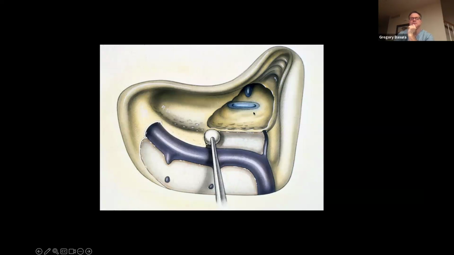Some people might go retrolabyrinthine, behind. Again, there's more risk of getting into the dura right here because this is where the endolymphatic sac lives, in the posterior fossa. But those are two other routes that you can go, in addition to infracochlear, transsphenoidal, and middle fossa, that are not ablative. Certainly you can go through the inner ear, but again, we're trying to avoid that.